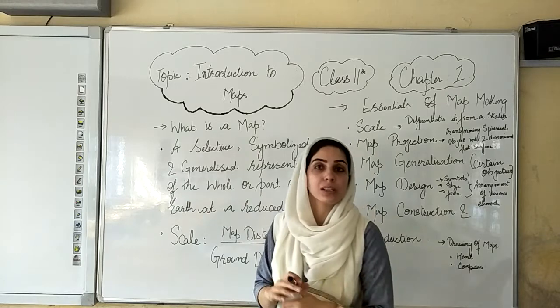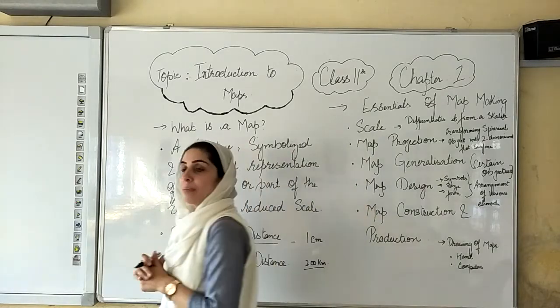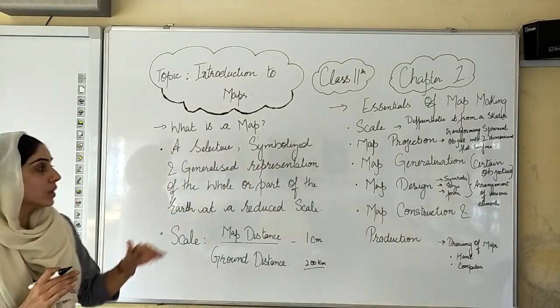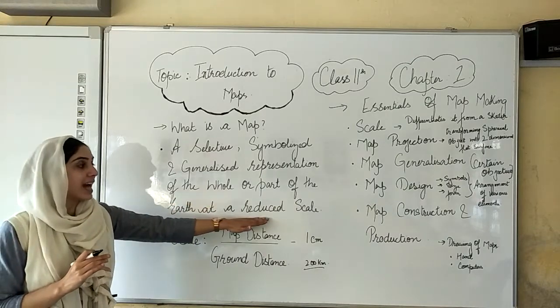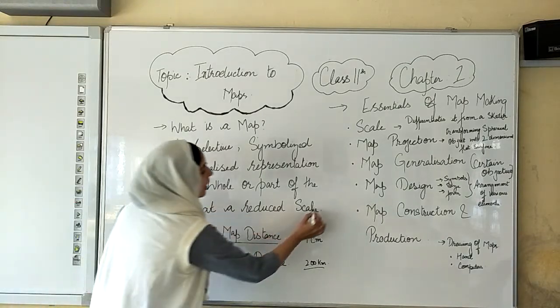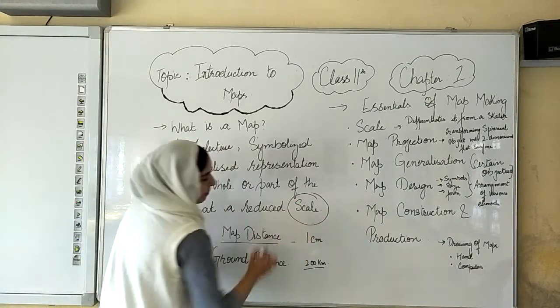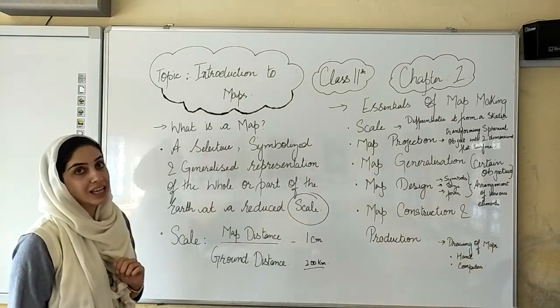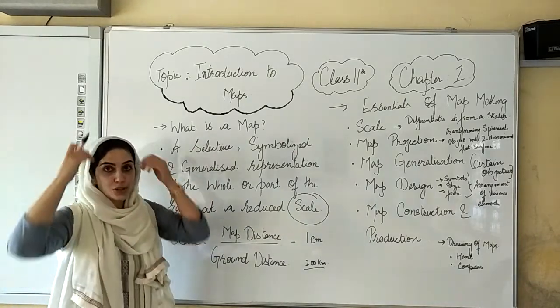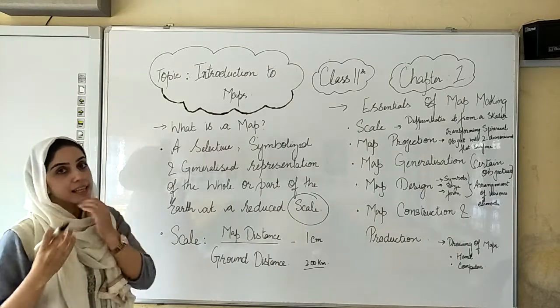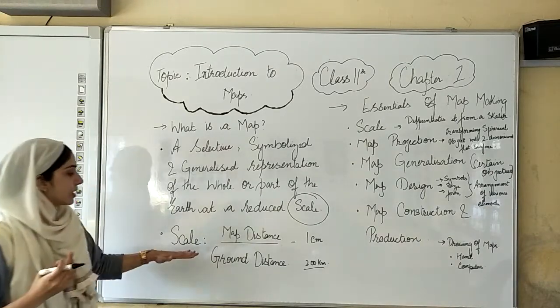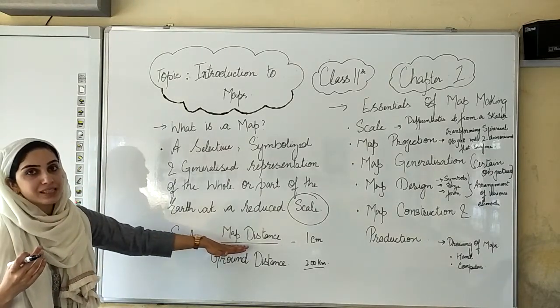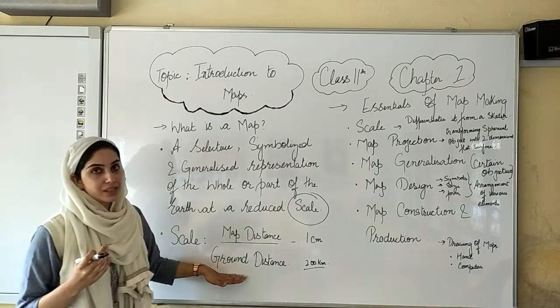And one more important element of the map is that it has a scale. If a map does not have a scale, it is a sketch. Now let's see what a scale is. Scale is the map distance by ground distance.